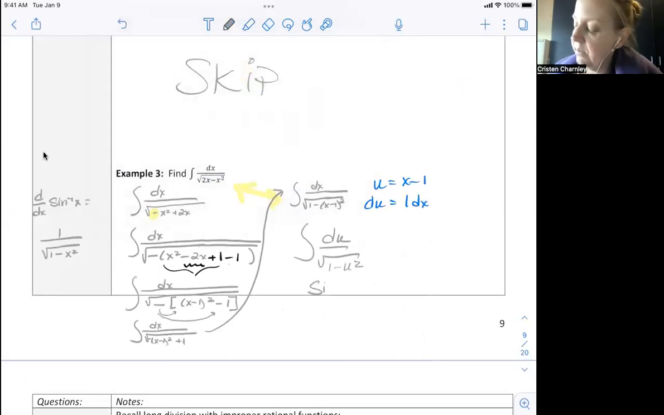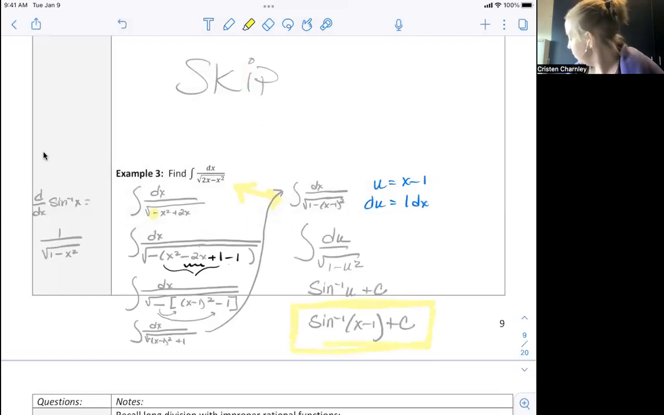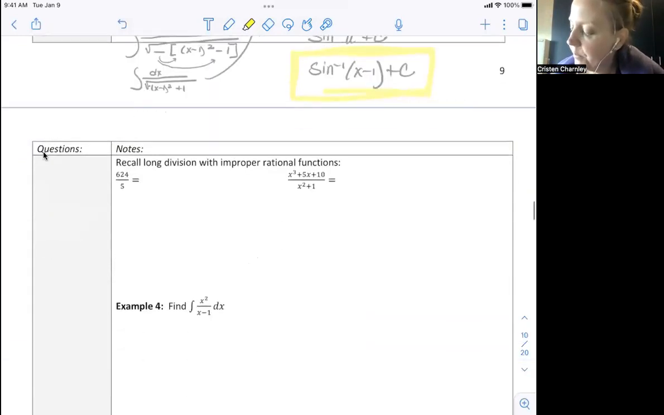So this becomes the inverse sine of u plus c, inverse sine of x minus 1 plus c. And there is our antiderivative, our indefinite integral. All right, just double checking my work, making sure we're all good. All right, example 3 is great.